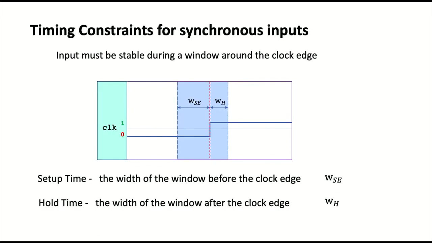So the requirement is that the D input has to be stable, cannot change. It has to be 1 or 0, but steady, during a timing window that's centered right at the rising clock edge. And this window has a part that's before the clock edge and a part that's after the clock edge. And these two sections have different names. The amount of time before the clock edge is called the setup time. And the amount of time after the clock edge is called the hold time.